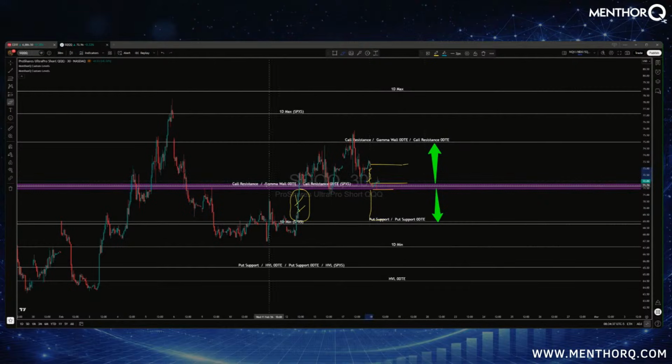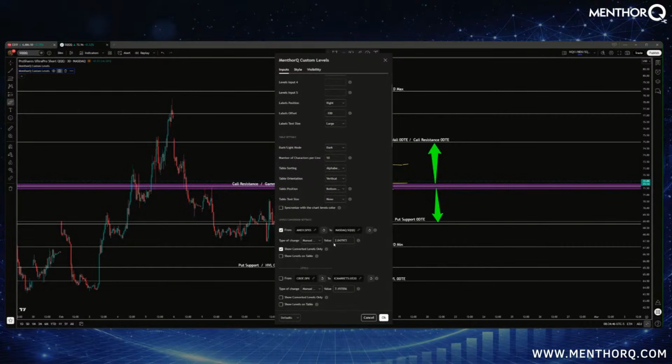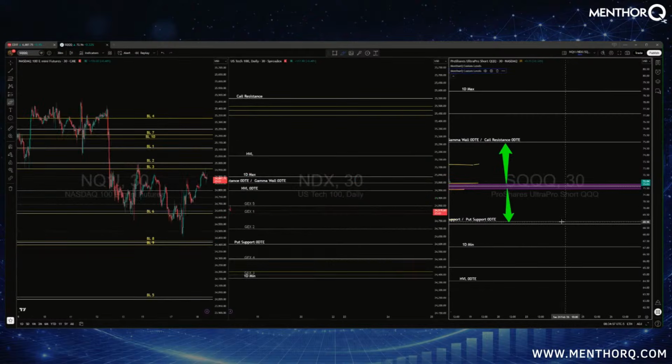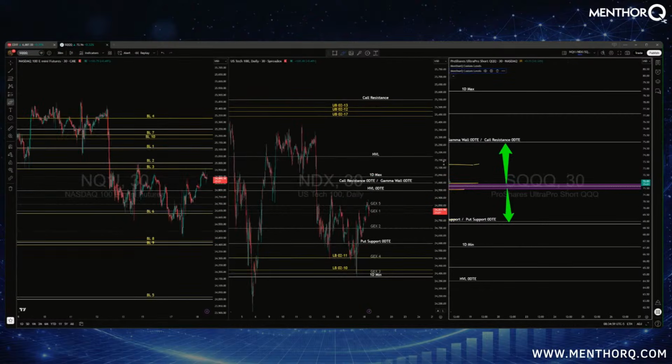So again, decision area, call resistance, gamma vol, and call resistance DTE based on SPX converted to SQQ. How I was using this, I use a manual ratio with 2.047973. We have the tool, we have our indicator where we can use this. So that's how I was using this. So let's jump into NDX.